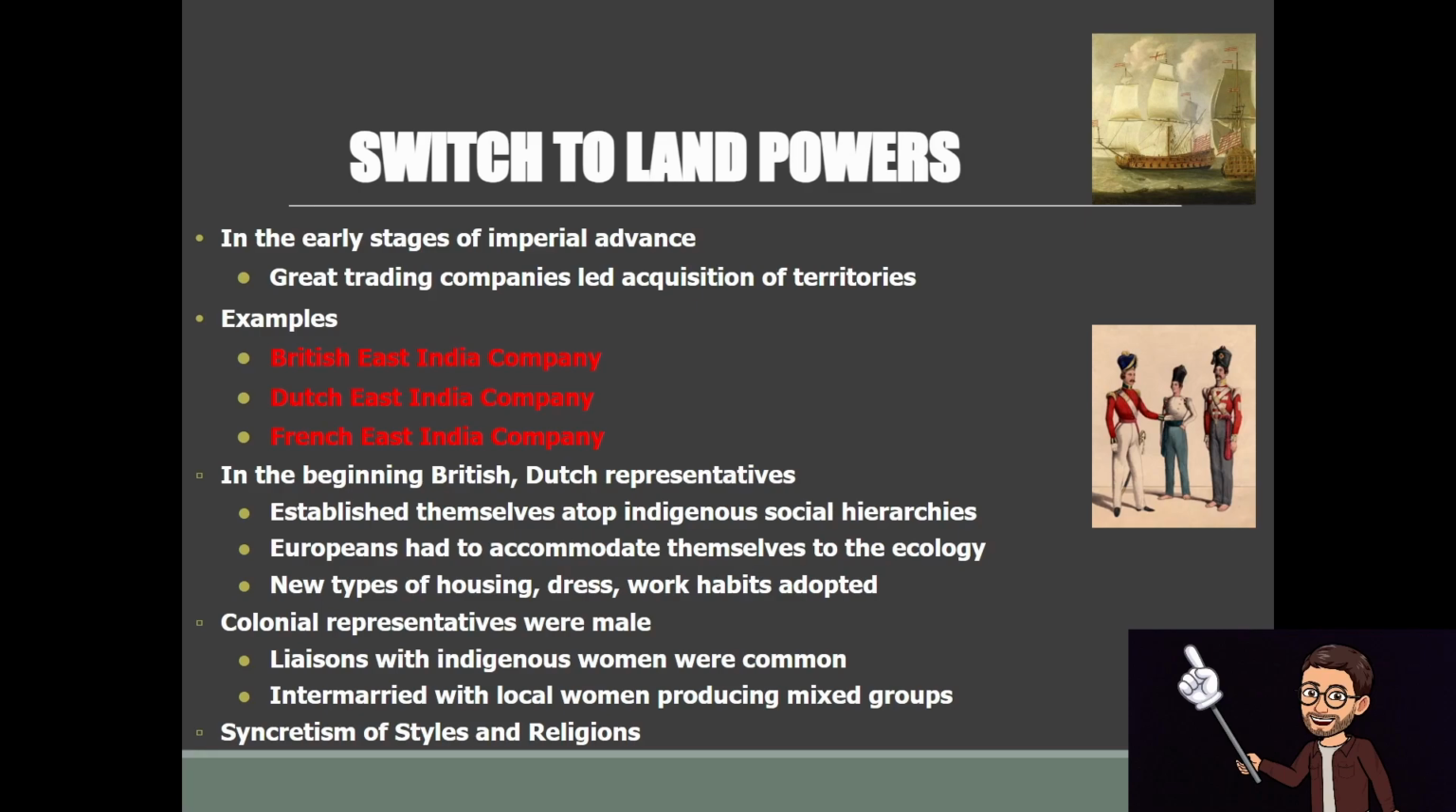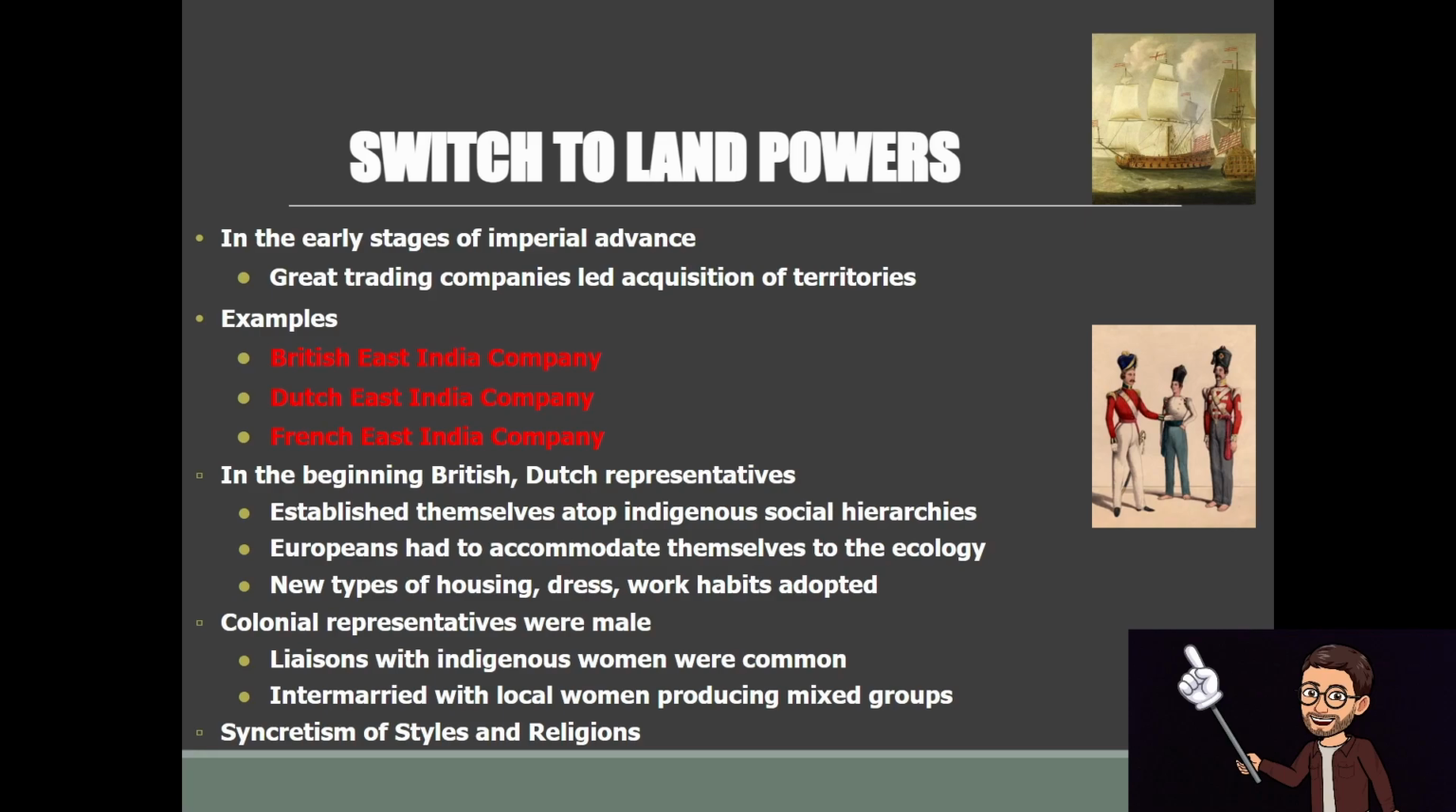Now, these kind of joint stock companies would go into an area and then establish themselves on the top of social hierarchies. Now, of course, this doesn't mean that Europeans did not have to accommodate themselves to the environment, and a lot of syncretism taking place with housing, dress, and work habits. But that's happening in both directions. So while they're bringing European style architecture, they're also taking into consideration the local architecture.